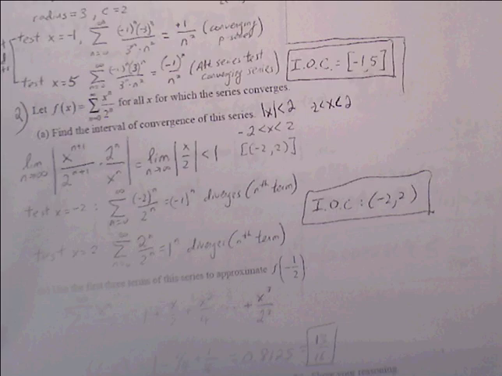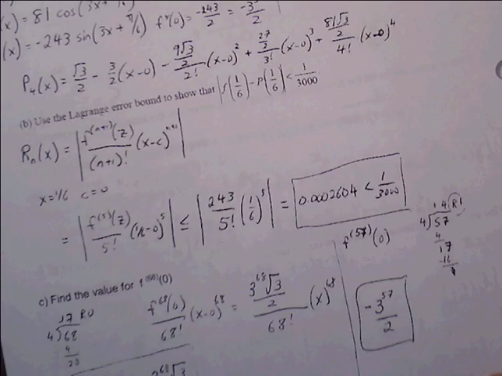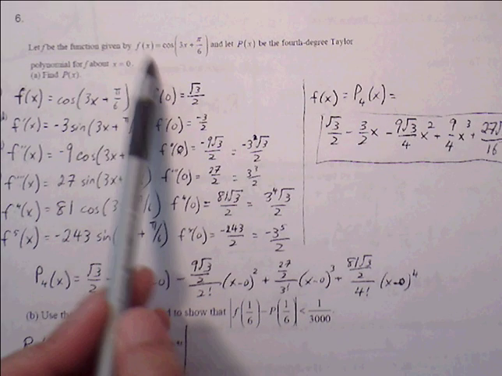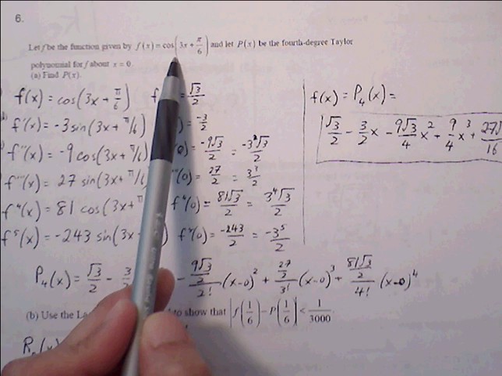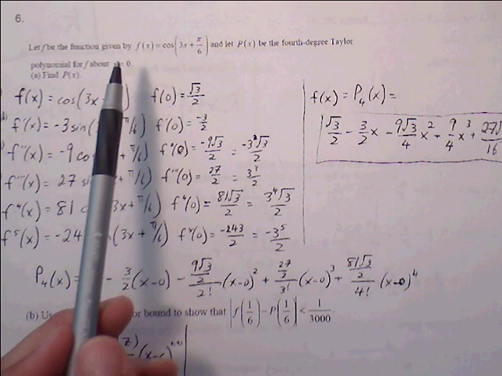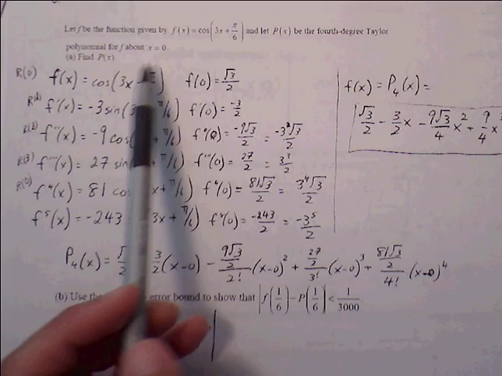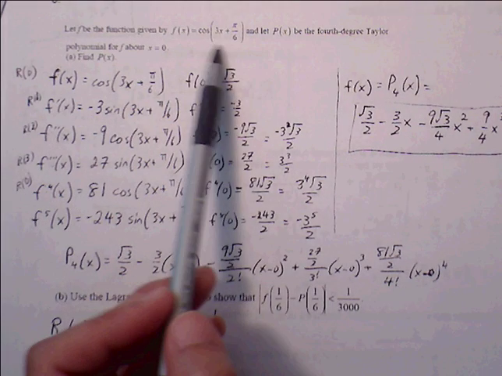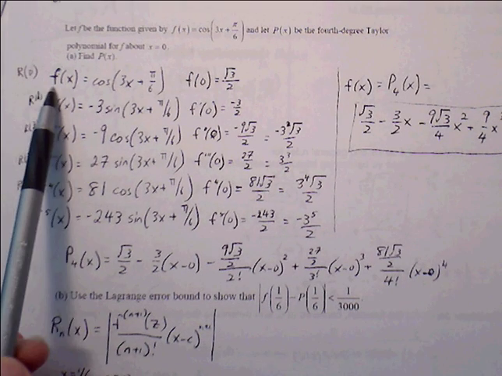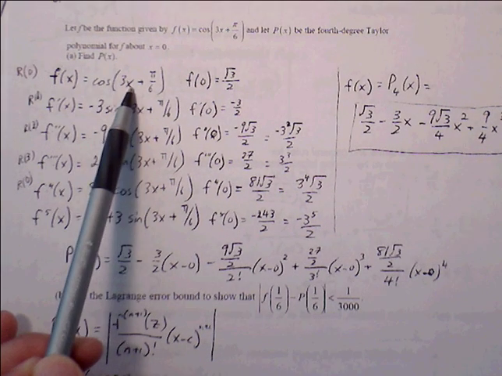Okay, let's go to the back here. Number 6. Let f be the function given by cosine of 3x plus pi over 6. Let p of x be the 4th degree Taylor polynomial. So we have to build this Taylor polynomial. So with f of x, we have cosine of 3x plus pi over 6.